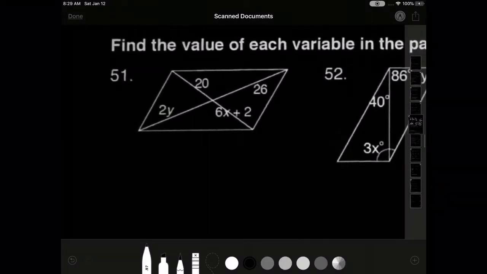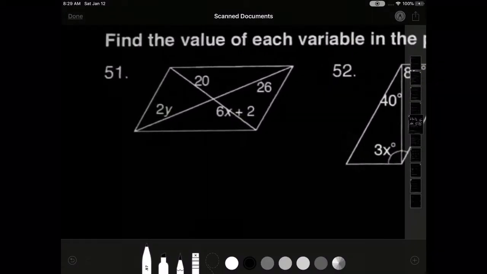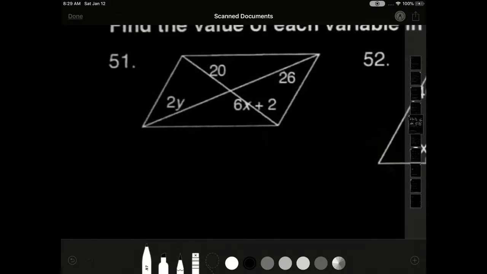For 51, we're still finding variables. This time we have a parallelogram, and sections of our diagonals are labeled. Now we know in a parallelogram that diagonals bisect each other. So we can take our first one here, and since they bisect each other, we know 2y should equal 26.